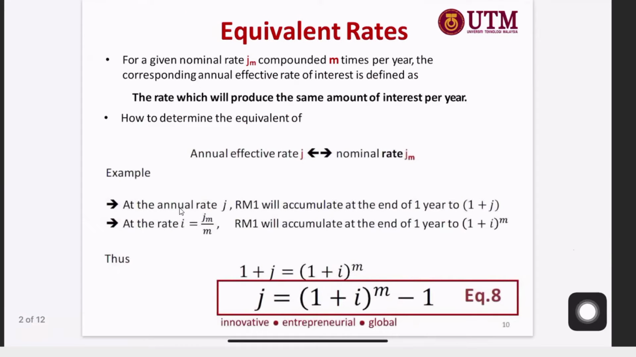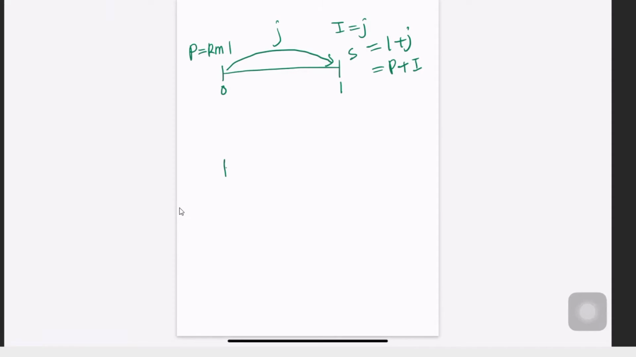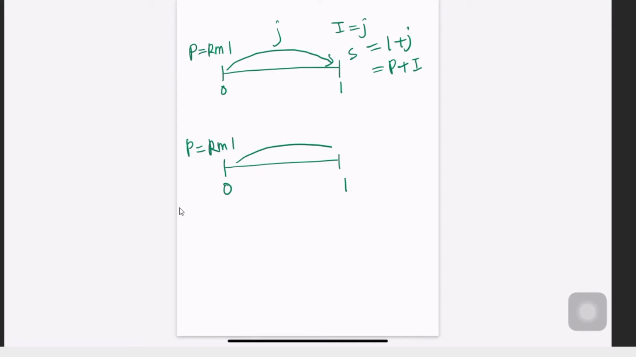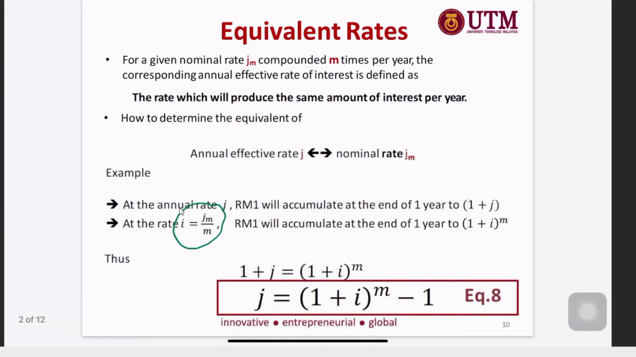Okay. And another one, for example, is the effective interest rate. You see now it's at the same period and your P is also RM1. Here your interest is the effective interest rate i. Therefore, your interest would be RM1 times i, so you would have i, and therefore your S would be 1 plus i to the power of m. Why should it be 1 plus i to the power of m?